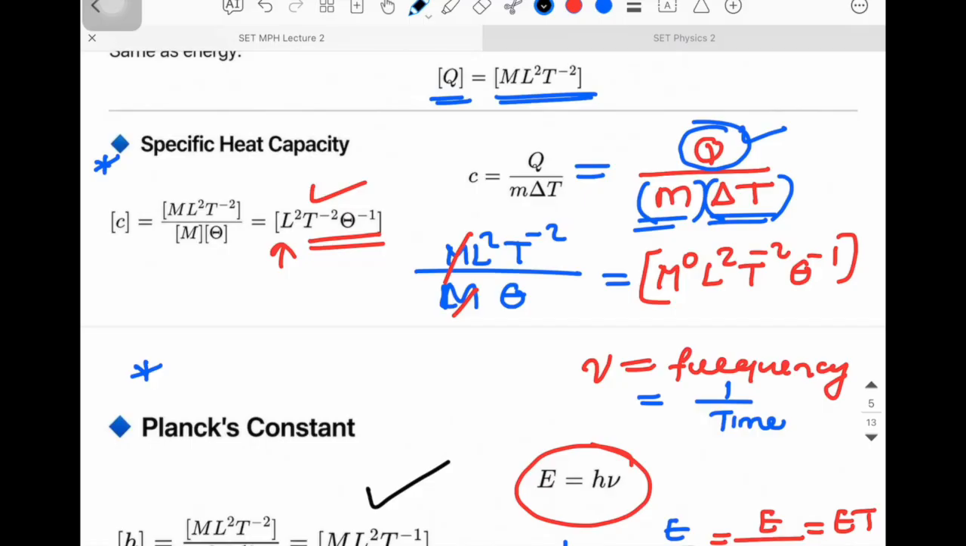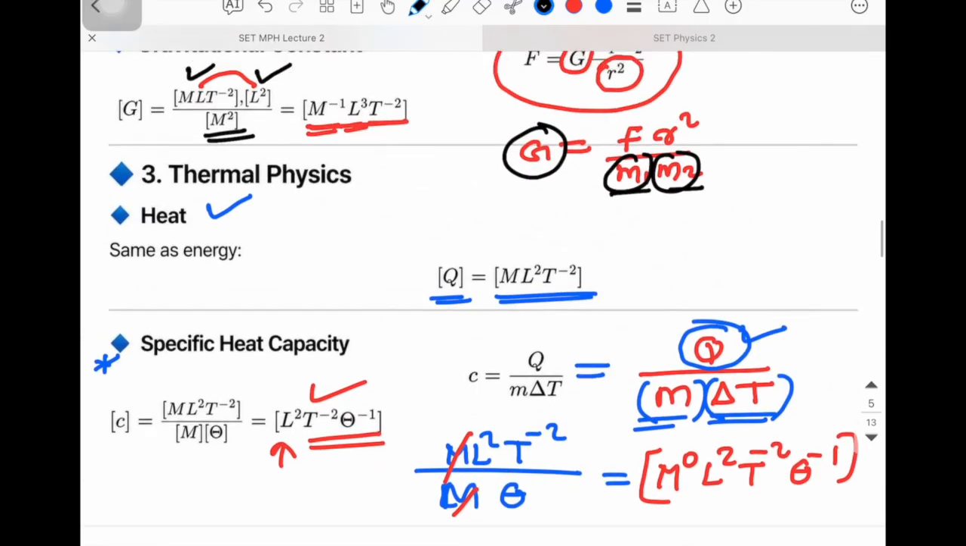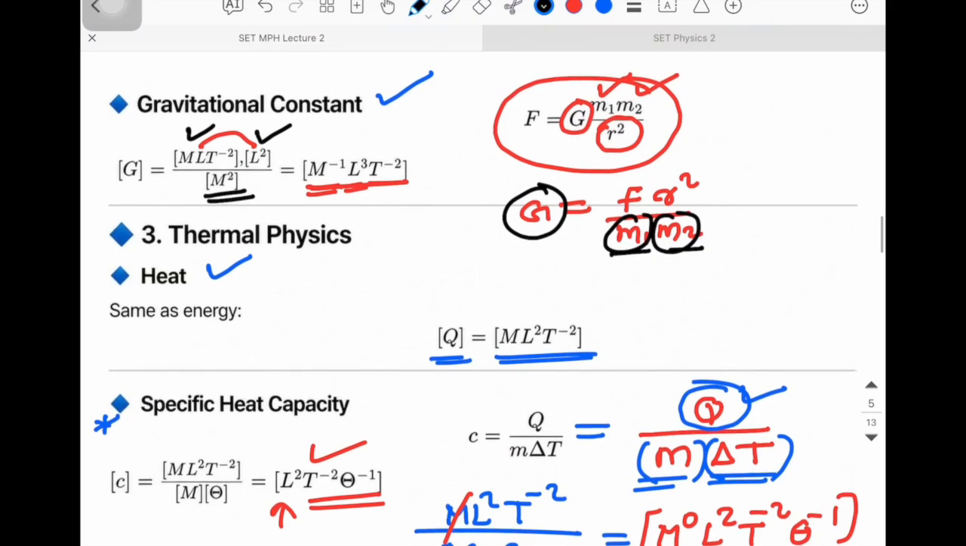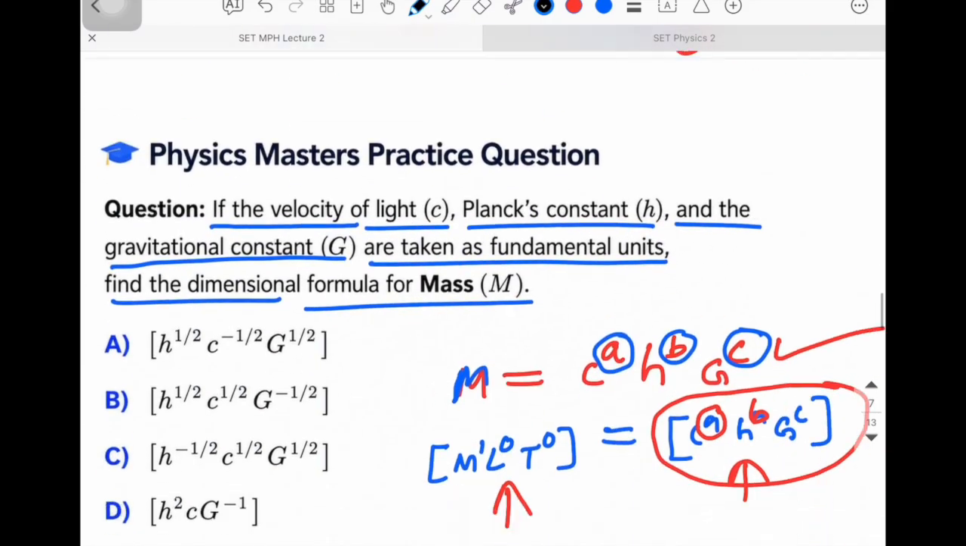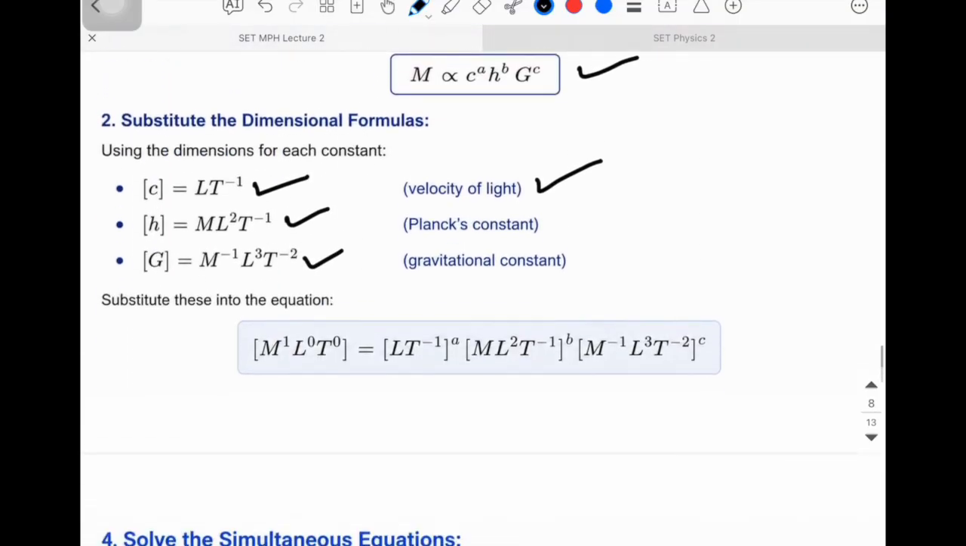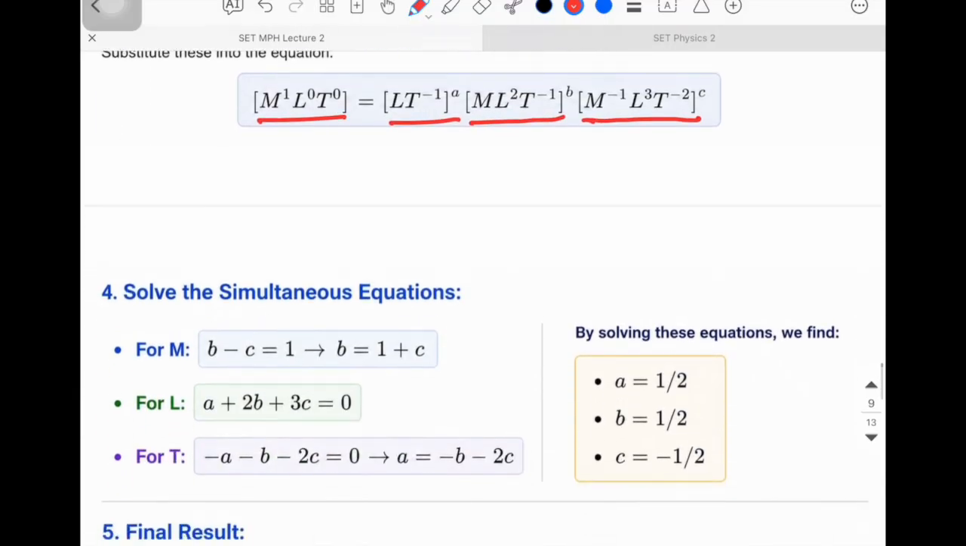That is the gravitational constant, with dimension m power minus 1, l cube t power minus 2. Now substitute into the right hand side. On the left we have m power 1, l power 0, t power 0. On the right, velocity raised to a, h raised to b, and g raised to c.